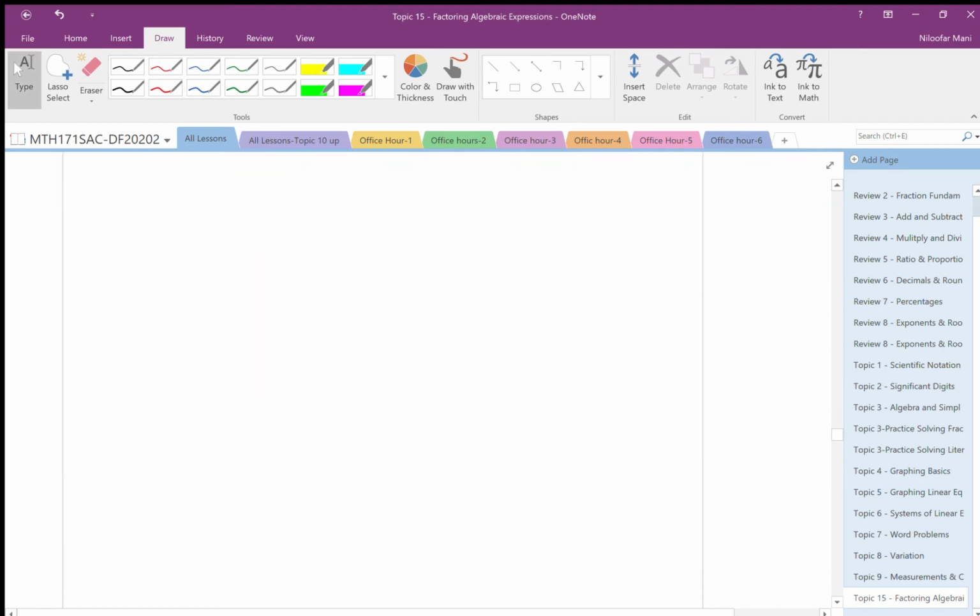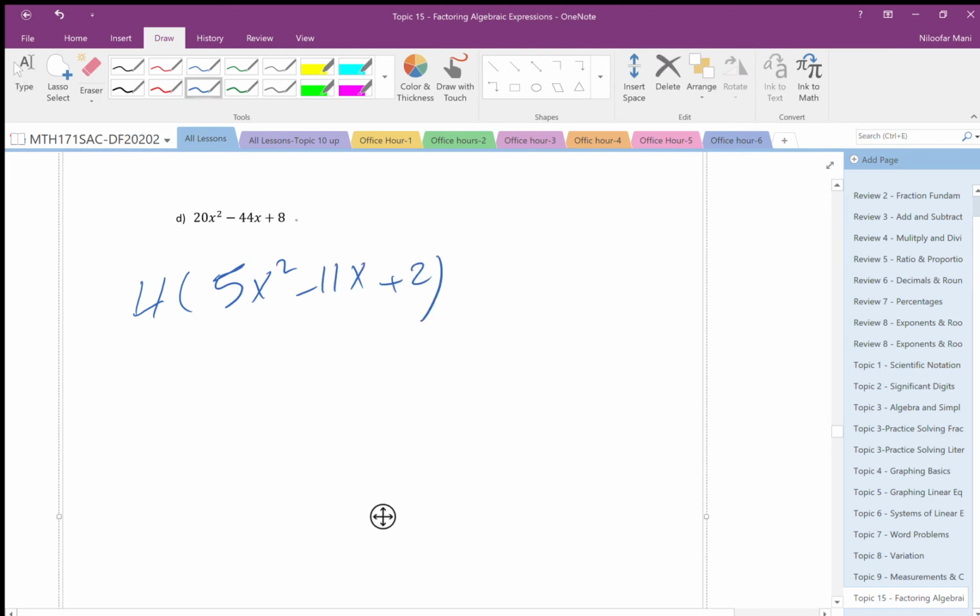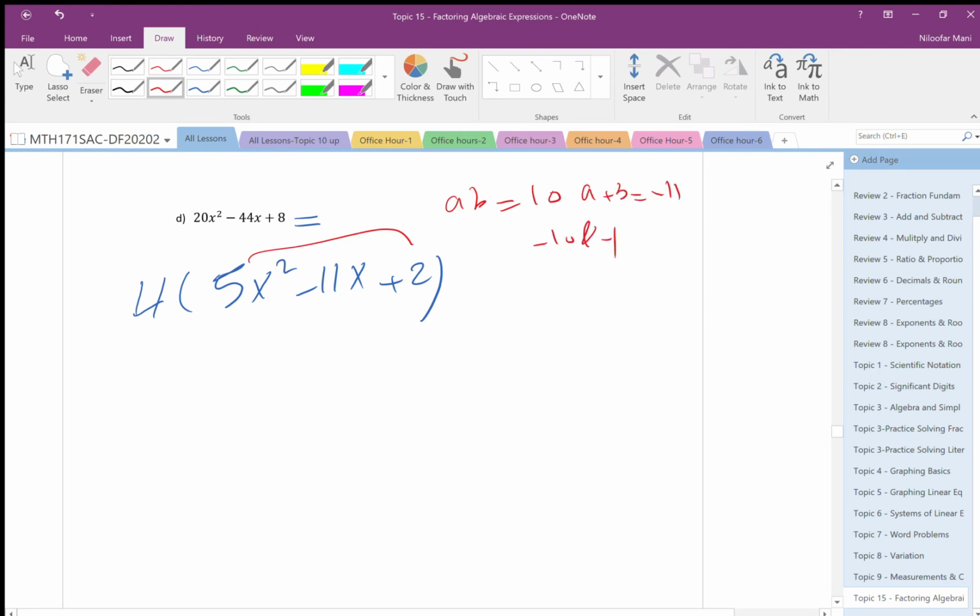The last but not least is this one. Do I have anything in common? I can make it easier. Make sure every time you check if you have anything in common. Yes, I have 4 in common. 4 multiple 5x squared minus 11x plus 2. It's easier. Now I am looking for two numbers. If I multiply them, it's 10. If I add them, it's minus 11. So it's minus 10 and minus 1.